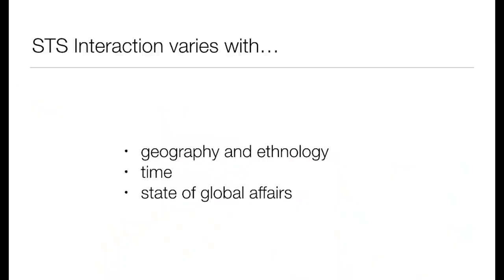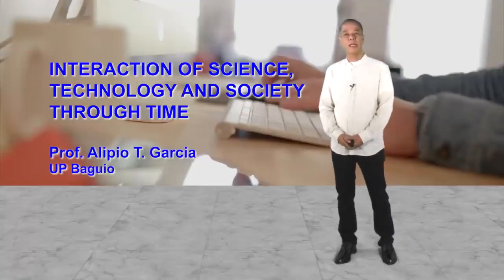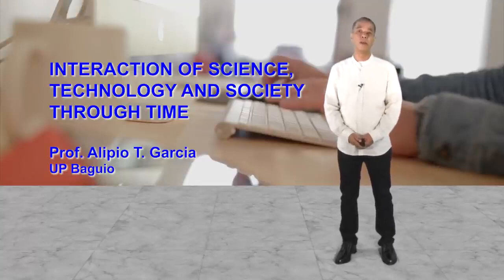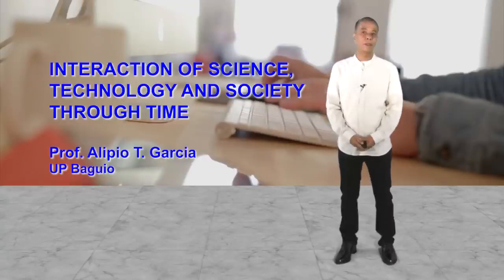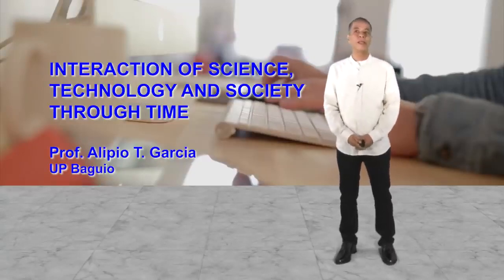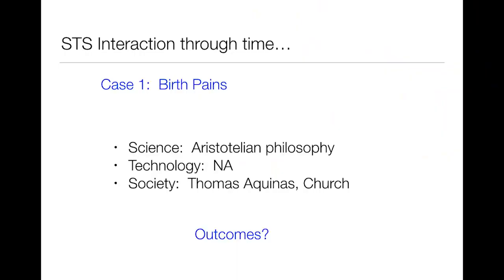So I will be giving three case studies in this presentation to sample different time domains, starting from the early days of science, then followed by the early days of technology and on to modern times. And also, the interaction of the three varies with the state of global affairs, because the state of global affairs sometimes dictates the priorities of society. And the priorities of society have a very huge impact as far as the appropriation of science and technology is concerned. So for the first case, let's talk about what I call the birth pains.